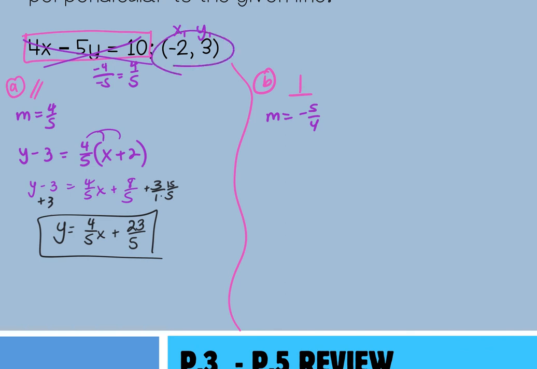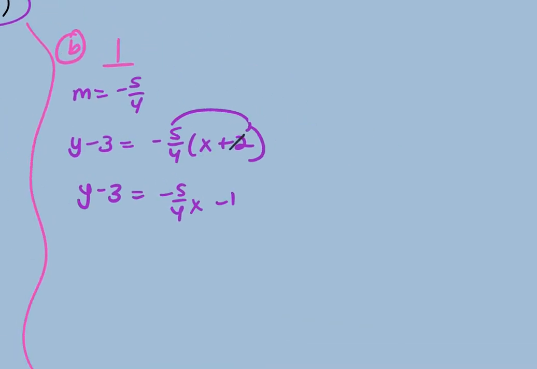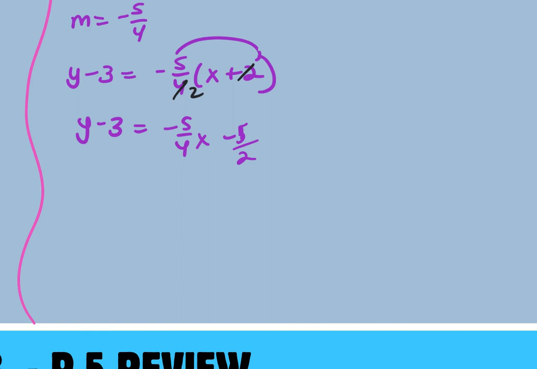So still the same coordinate point, y minus 3 equals negative 5/4 times x minus a negative 2, which becomes plus 2. Distribute. Negative, this actually goes in here twice. Negative 5/2. And then add the 3. This becomes 6/2, so this is a positive 1/2.